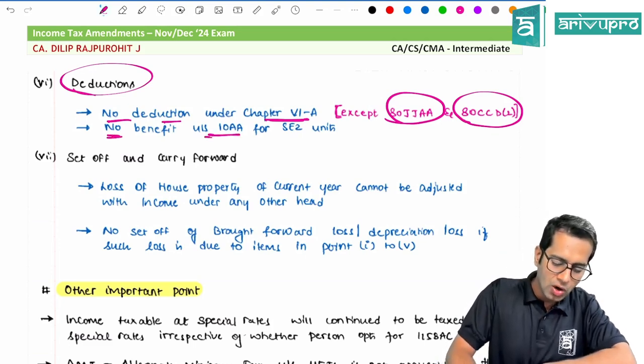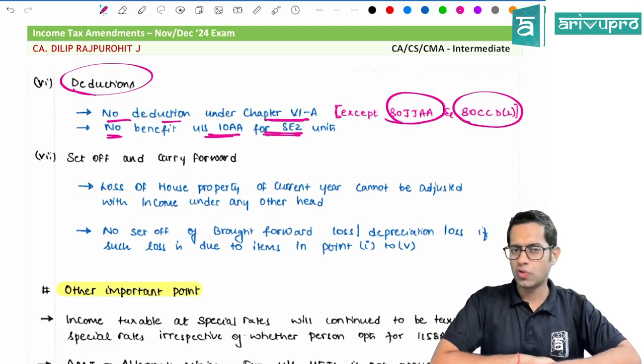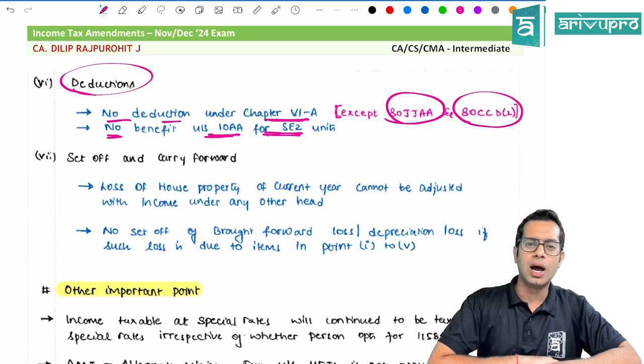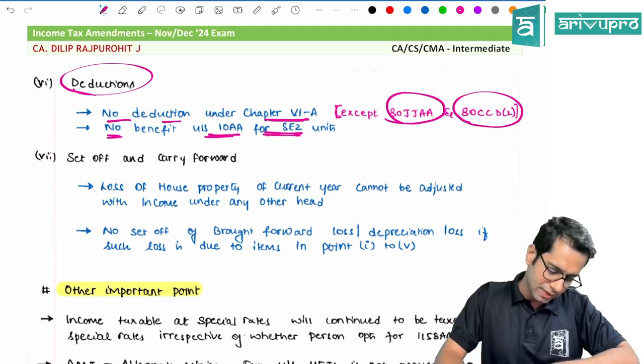Further, no benefit for SEZ units under section 10AA. So if you are an SEZ unit, then your export profits are exempt under section 10AA. That exemption benefit will not be given to you.